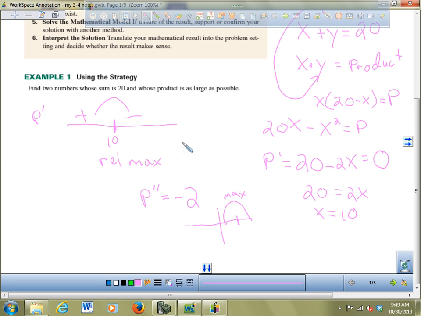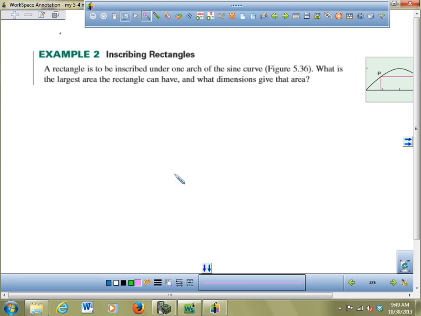Interpret the solution. x is 10, what's y? x plus y equals 20, so what's y? 10, right? So two numbers whose product is a maximum, and that add to 20, would be 10 and 10. You could try some other numbers like 3 and 17, and get smaller products. And it won't always be that easy and straightforward, okay? So let's move on to the next type of problem.